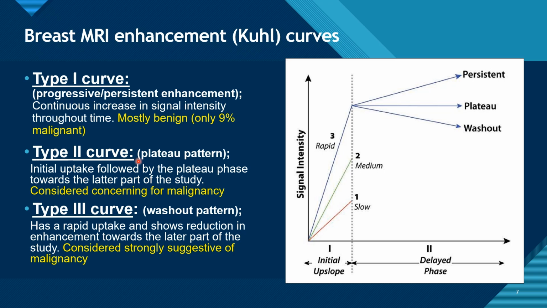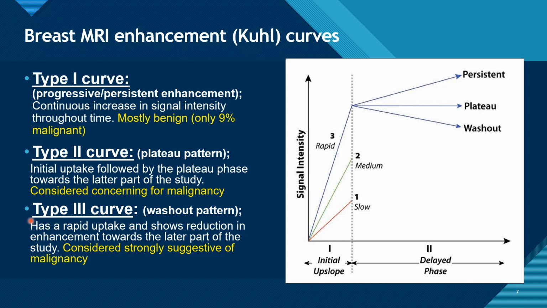Okay, so type 2 curve is a plateau pattern curve in which there is also a slow or medium-sized initial upstroke followed by a persistent constant enhancement, neither increasing nor decreasing. So following this plateau, this will give us an indeterminate finding, so we will have to do some further investigation or biopsy to make sure, because this is somewhat suspicious of malignancy.